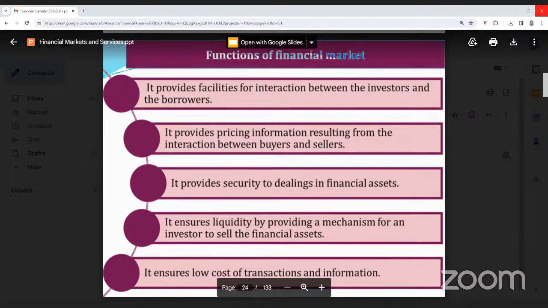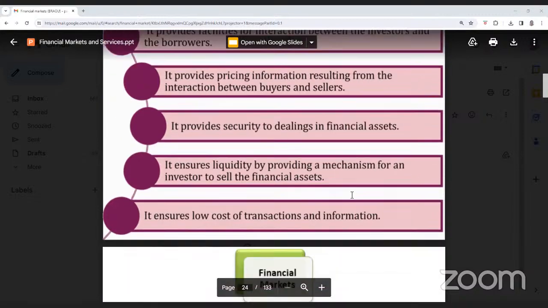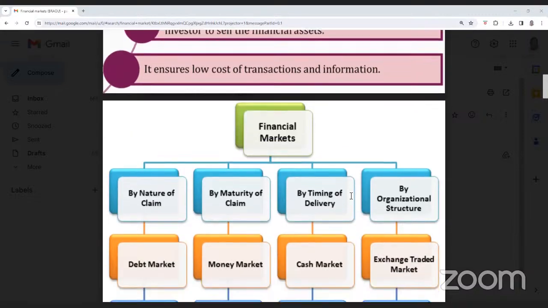To make cash. Now my asset is a house. Now I want to sell the house, I have to mortgage it, then they will ensure the liquidity. That is also in the financial market. So here this financial market ensures a low cost of transactions and information. Now we have many apps where you can have that.